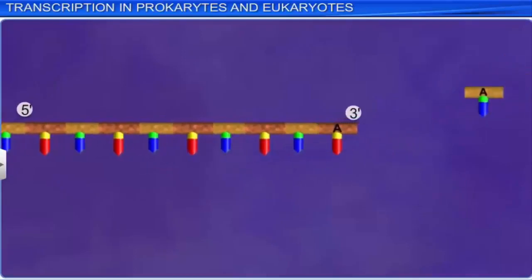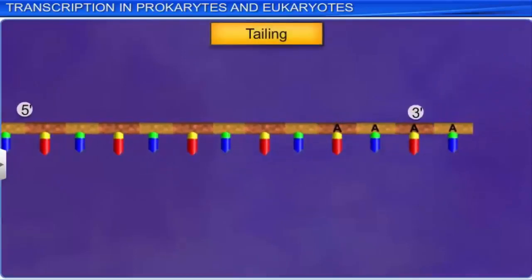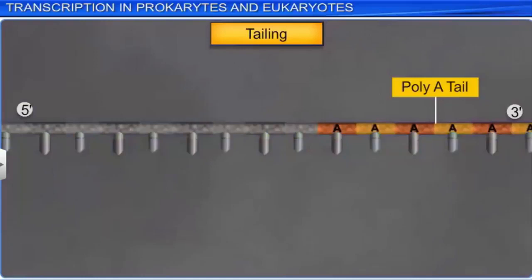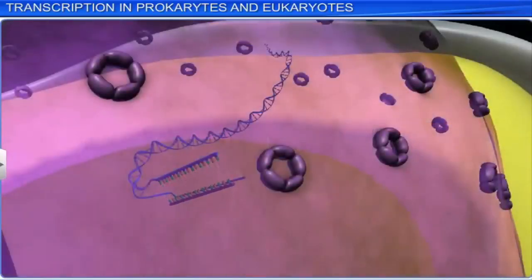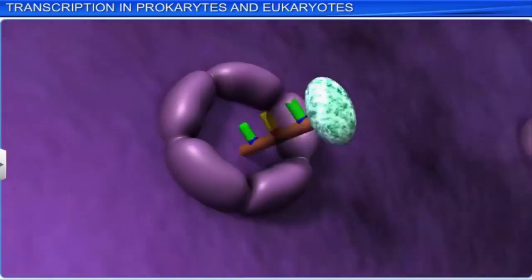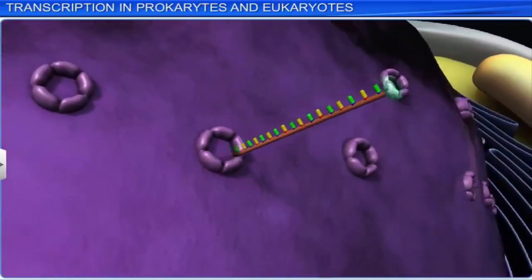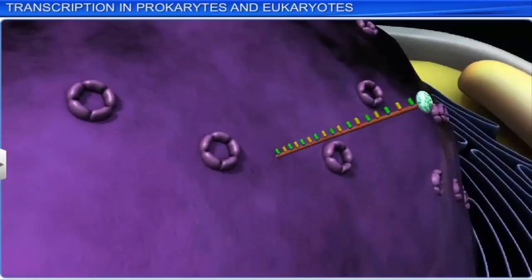Finally, in the tailing process, about 200 to 300 adenylate residues are added to the 3' end of the hnRNA in a template-independent manner, giving rise to a poly-A tail. This process is also known as polyadenylation. After these processes, the hnRNA becomes mRNA and the transcription process ends. The mRNA can now be transported out of the nucleus and further used for the process of protein synthesis during translation.